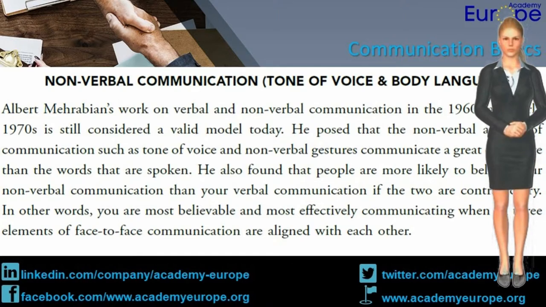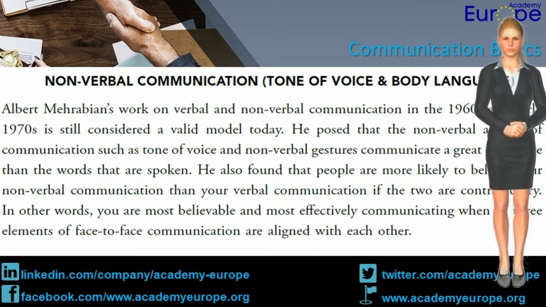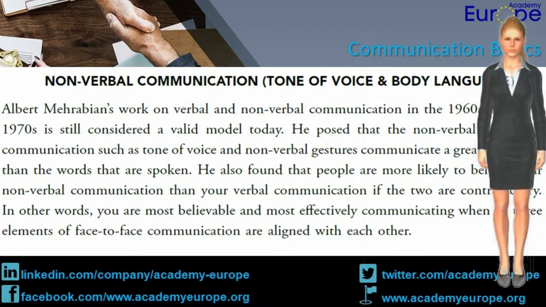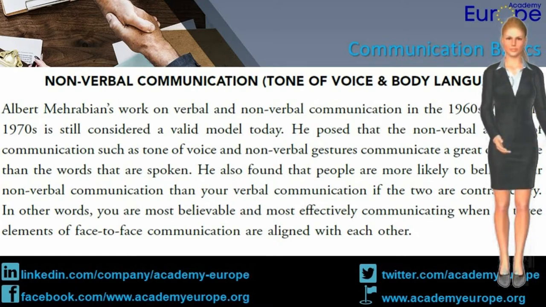Albert Mehrabian's work on verbal and nonverbal communication in the 1960s and early 1970s is still considered a valid model today. He posed that the nonverbal aspects of communication, such as tone of voice and nonverbal gestures, communicate a great deal more than the words that are spoken. He also found that people are more likely to believe your nonverbal communication than your verbal communication if the two are contradictory. In other words, you are most believable and most effectively communicating when all three elements of face-to-face communication are aligned with each other.